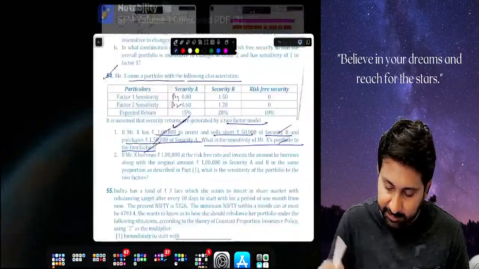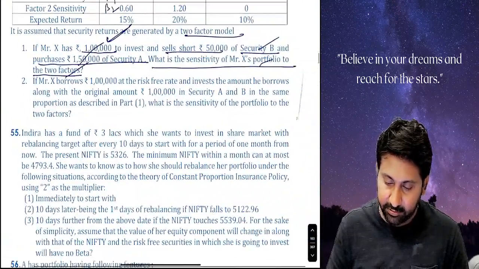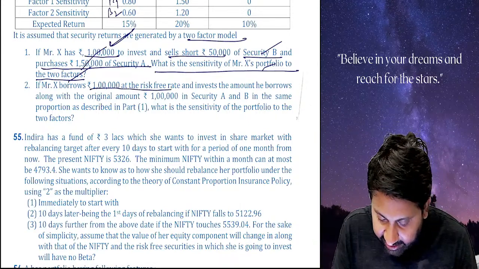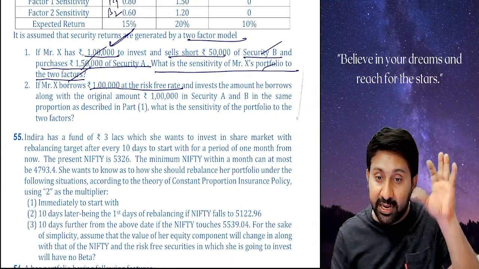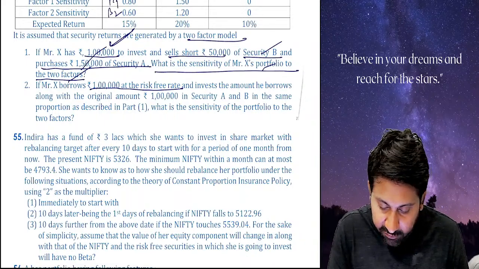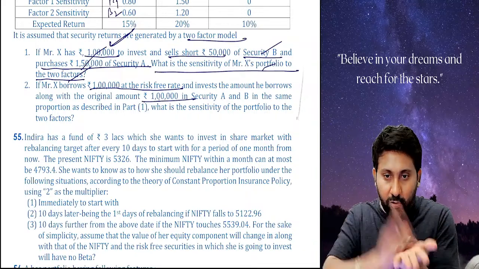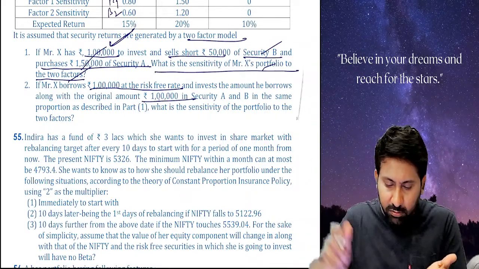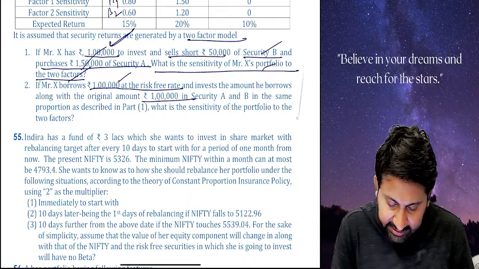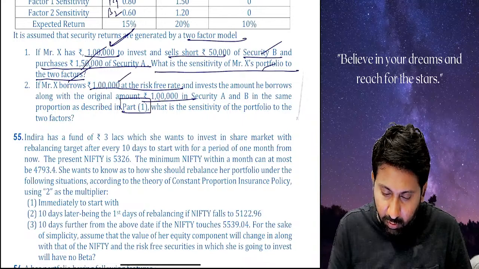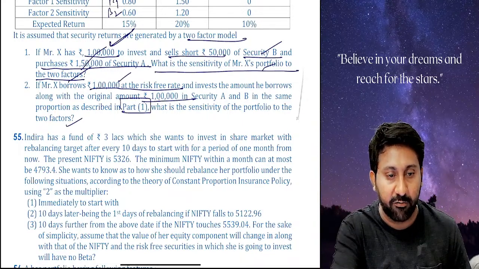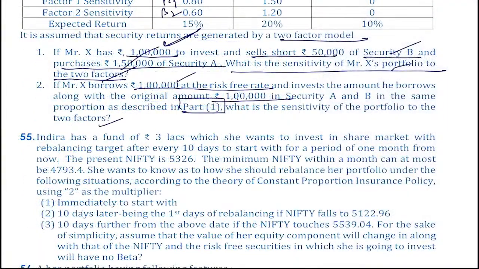Next, a special case. This was the general case. In the special case, let us see what he has done. Important: Mr. X borrows 1 lakh at the risk-free rate. Now he is borrowing 1 lakh. He invests the amount he borrows along with the original amount of 1 lakh. How much does he have? The original 1 lakh is there, plus 1 lakh he borrowed, invested in securities A and B in the same proportion described in part 1. What is the sensitivity of the portfolio to the two factors? Read this point clearly before we go into the solution. This is an important question, don't take it easy.